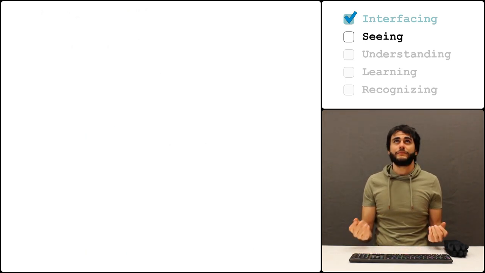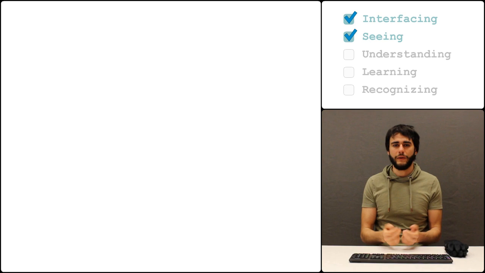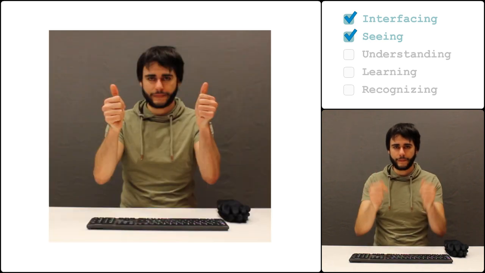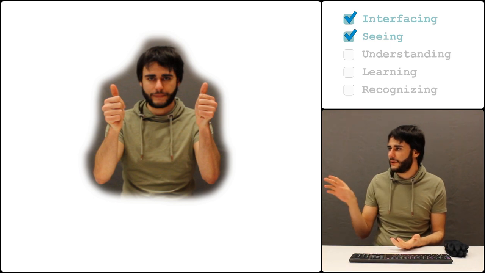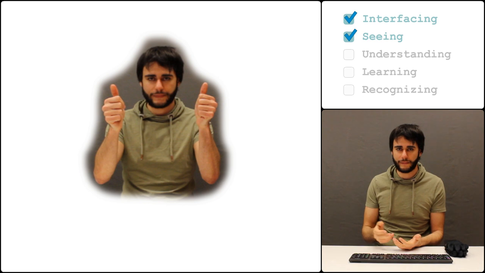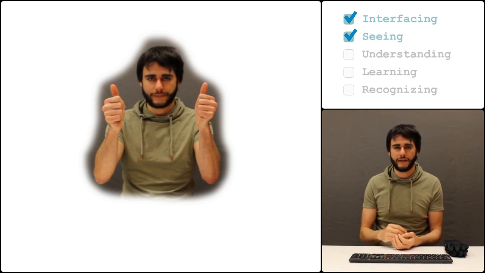So our app can now see. But when you and I look at an image like this, we somehow know what to focus on. These parts here are not important, but what's important is the guy giving the thumbs up. So that's what the next step is going to be. We're going to have the app understand what it sees.